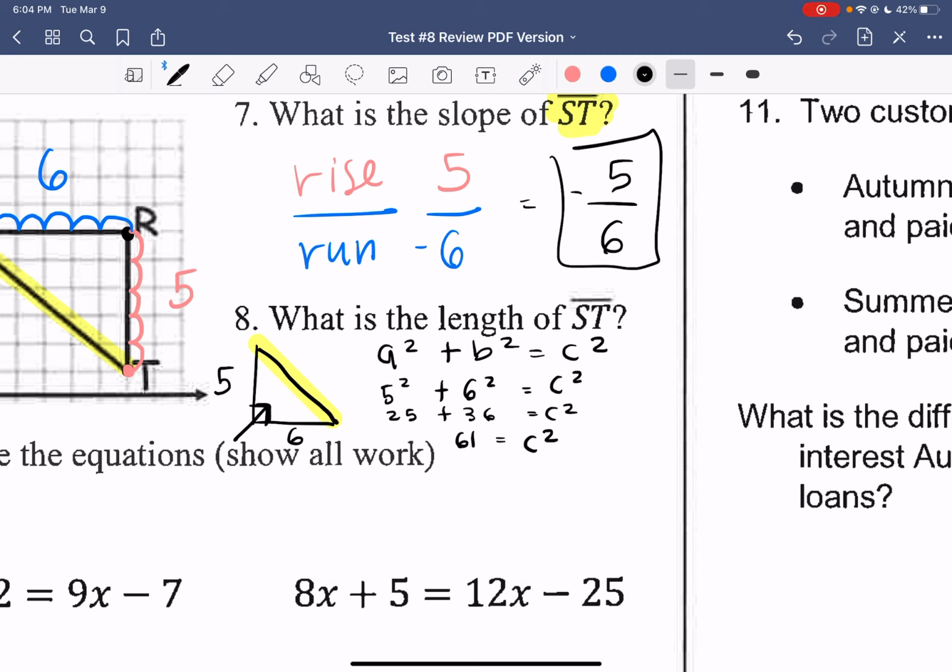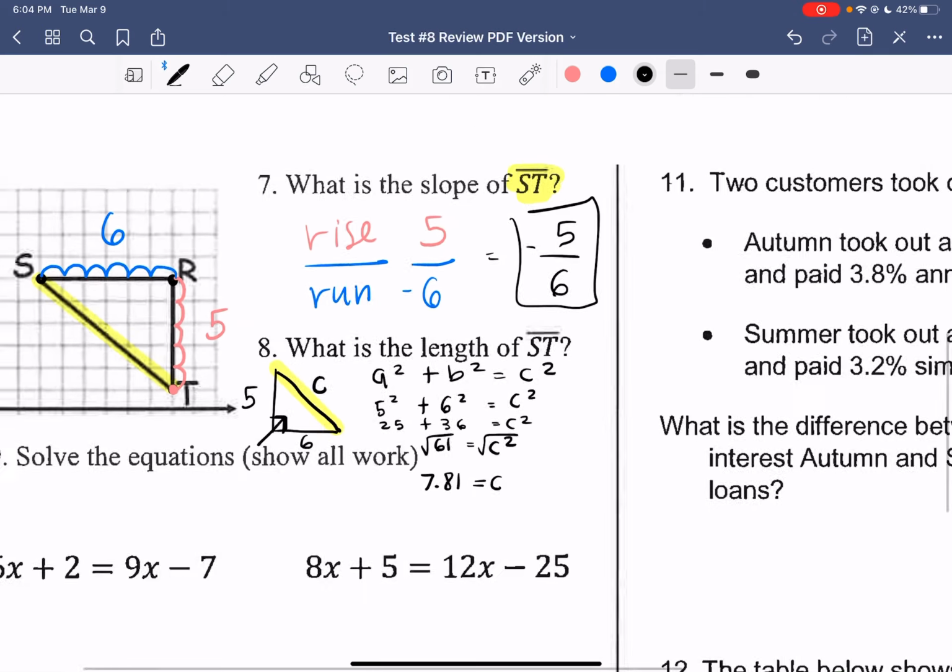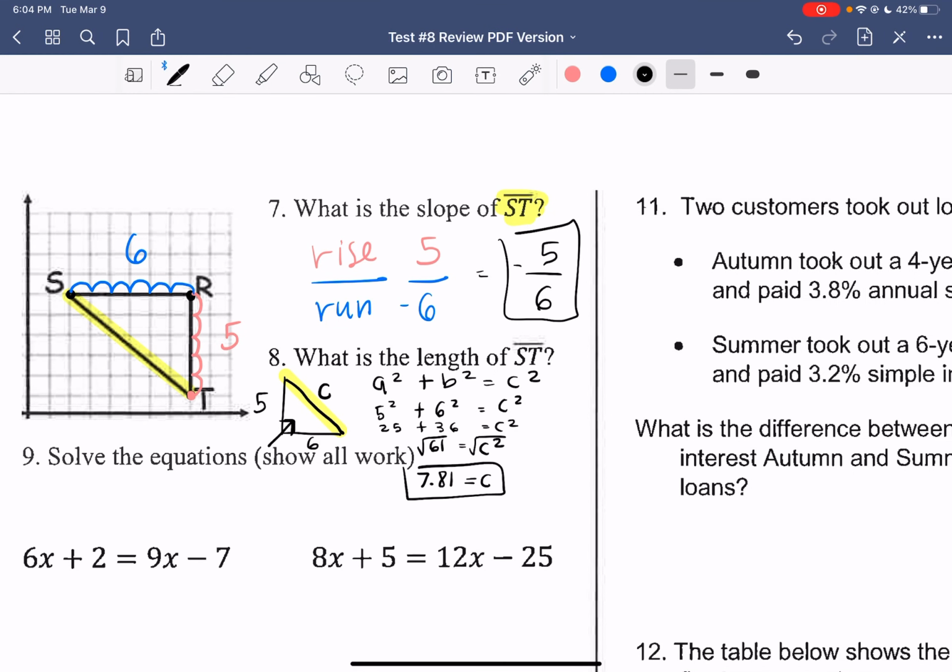And then in order to find just c, because that's the length of the hypotenuse, we're going to have to take the square root of both sides and get c equals square root of 61, which is 7.81. So that is the length of ST.